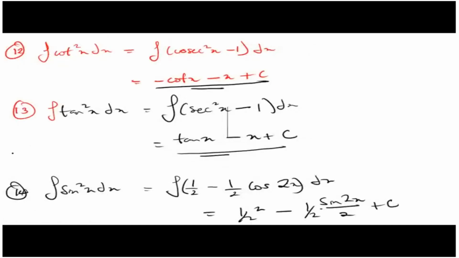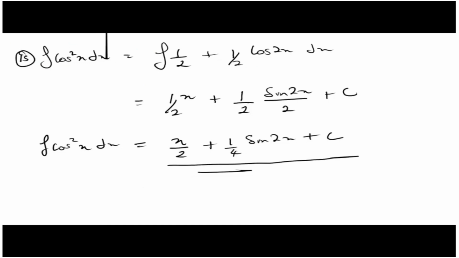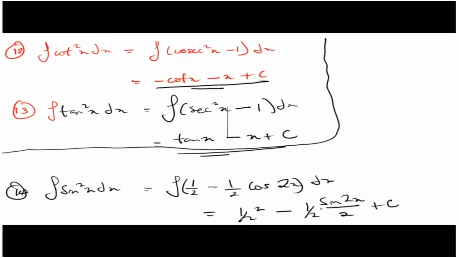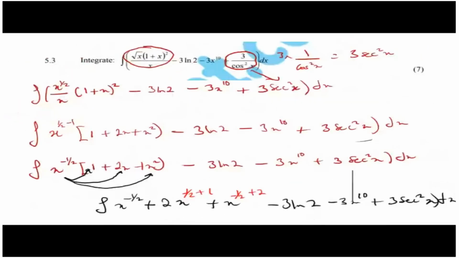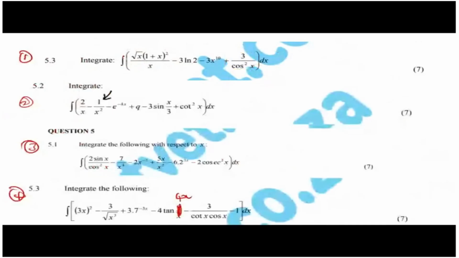Right, for these ones, you apply your identities before you integrate them. So that is how to integrate cot squared, tan squared, sine squared, and cos squared. Good. So let's move to more examples. The last two examples.